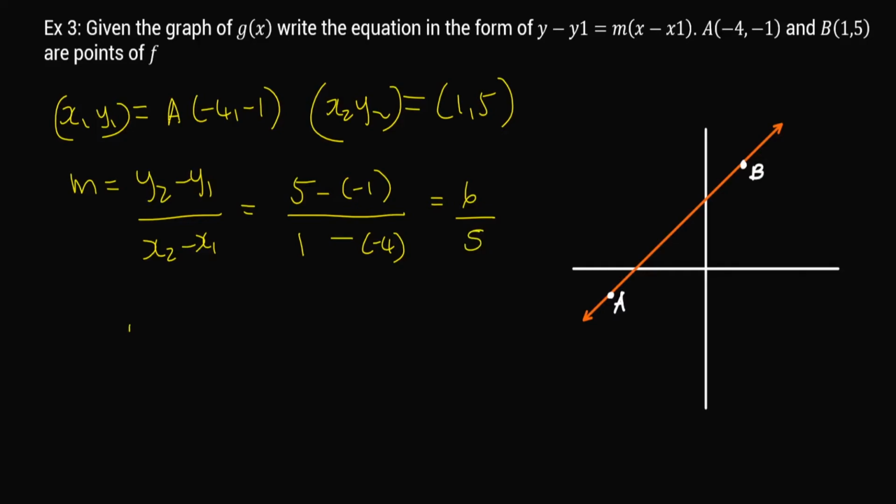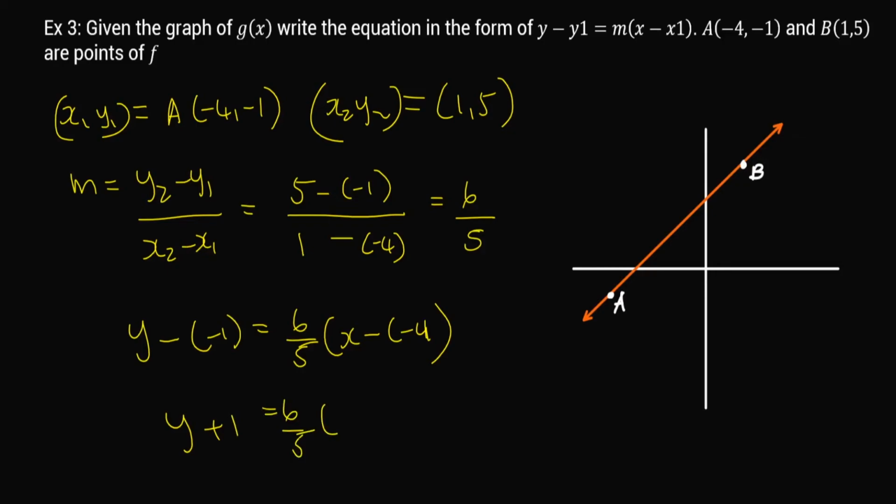And the gradient is 6 over 5. And now our equation is y minus, we chose y1 to be minus 1, so we have minus 1 here. And then the gradient is 6 over 5, and x1 is minus 4. And our equation will be y plus 1 equal to 6 over 5 into x plus 4. And that is the point to slope form you were asked to find.